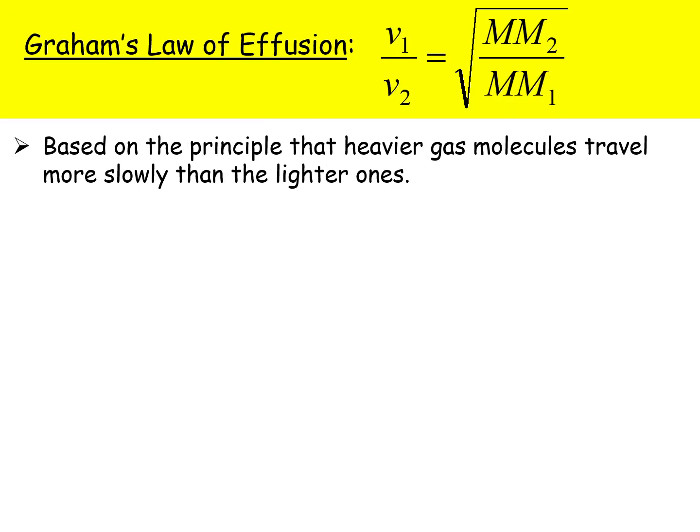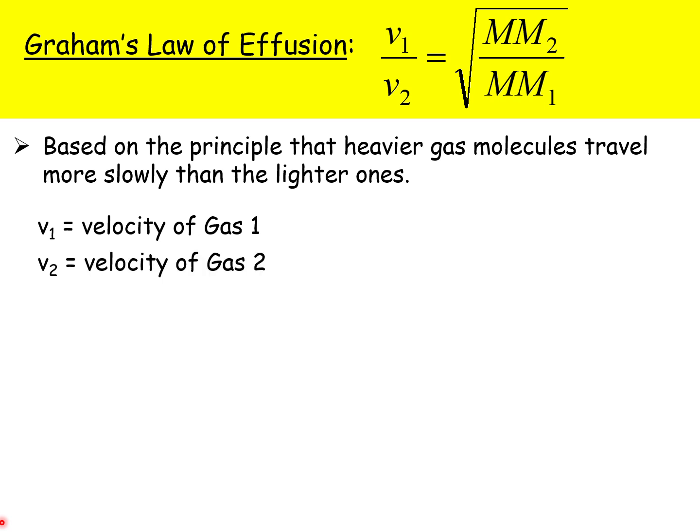Now there is another law that I typically only use for my advanced chemistry students, and that is Graham's law of effusion. Effusion is the passage of a gas through a small opening into a new container, as compared to diffusion, which is just where you have gas particles mixing together. So the equation is the velocity of gas 1 divided by the velocity of gas 2 is equal to the square root of the molar mass of gas 2 divided by the molar mass of gas 1. And this whole thing is due to the fact that heavier gas molecules are going to travel more slowly at the same temperature than lighter ones would.